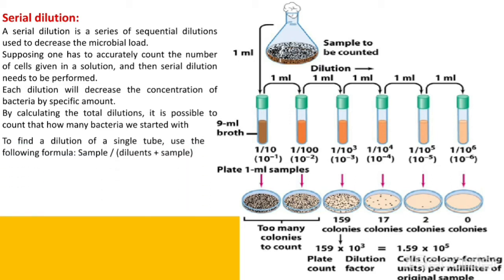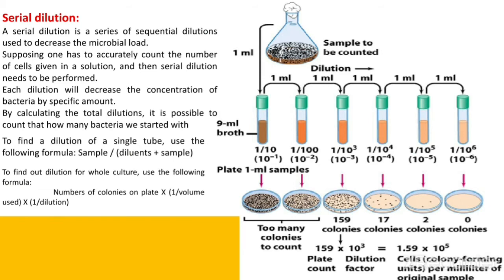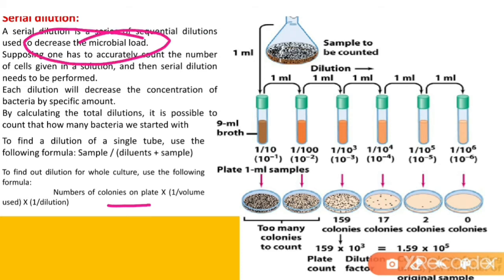To find the dilution of a single tube, use the following formula: sample divided by diluent plus sample. To find the dilution for whole cultures, we use the following formula: number of colonies on the plate multiplied by (1 divided by volume used) multiplied by (1 divided by dilution). Serial dilution is the technique where we can decrease the microbial load one step at a time. Here we have to take the sample and take 10 test tubes.